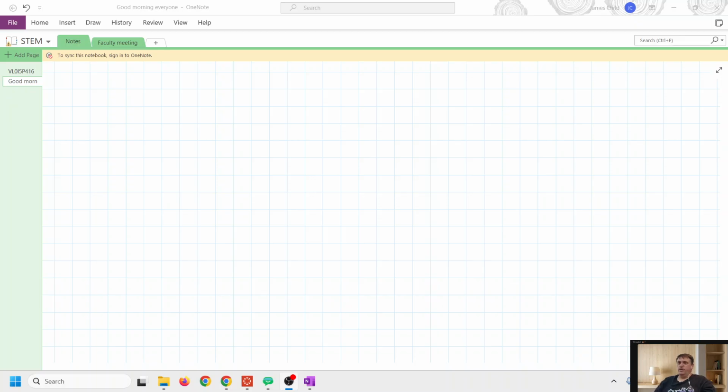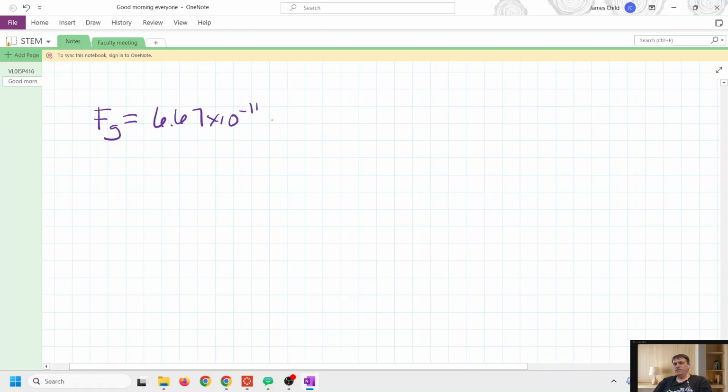We are going to start playing with the universal gravitational equation. So the force of gravity is equal to the gravitational constant, which is 6.67 times 10 to the negative 11th, times mass 1 times mass 2, divided by our radius squared.